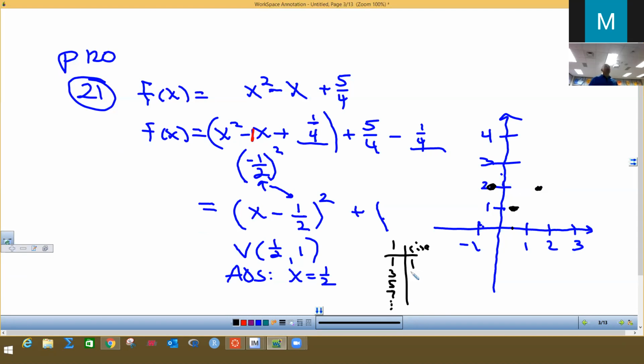And then 1 times 3 is 3. So from this point, I got to go up 1, 2, 3. And then I'm going to go over to 2.5 because I got to go over 1. And then from here, I go up 1, 2, 3, and I go over to -1.5. And that's plenty of points to draw this parabola.